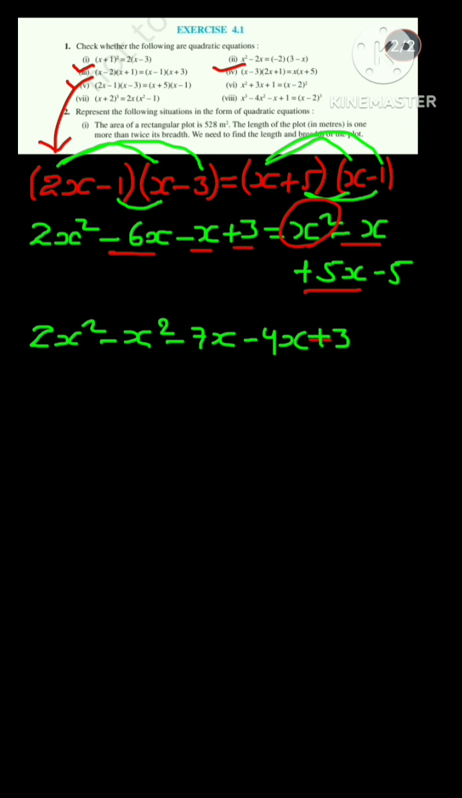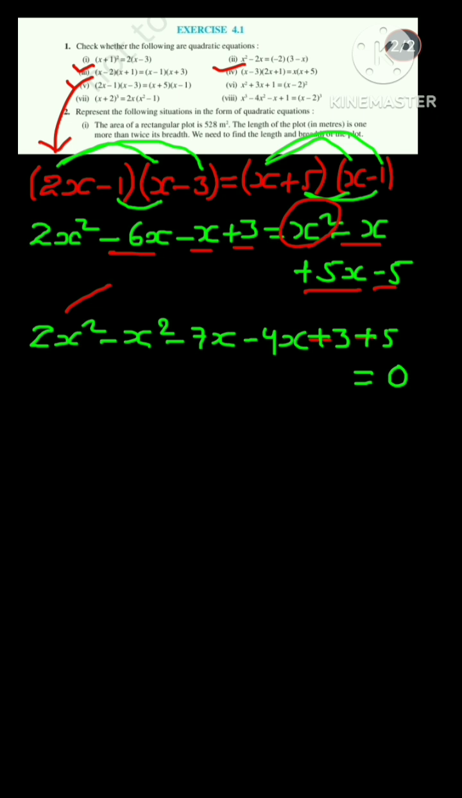Here 2x square and this plus x square comes to LHS and becomes minus x square, and here minus 6x minus x, after adding we obtain minus 7x, and here also minus x and plus 5x, after subtracting we obtain plus 4x, and this plus 4x comes to LHS and becomes minus 4x, and this plus 3 as it is, and this minus 5 comes to LHS and becomes plus 5.